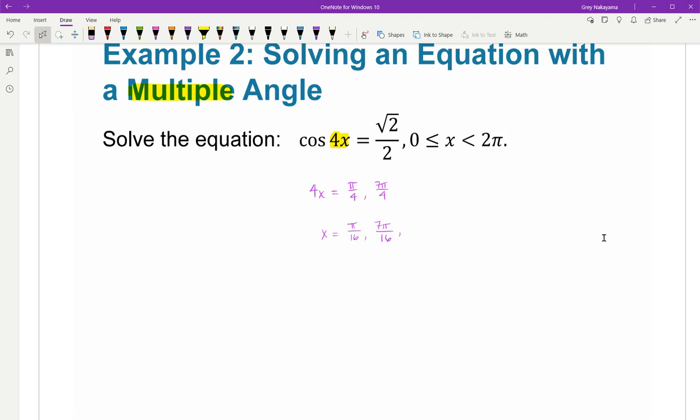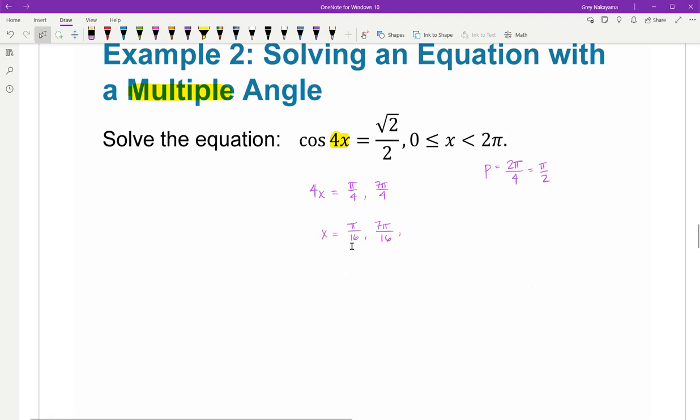So I hope you're paying attention, but if not, read the example. This is easier than that, okay? But what is the period of my cosine function? The period of my cosine function is 2 pi over b, and b is 4. So when I reduce that, that's pi over 2.